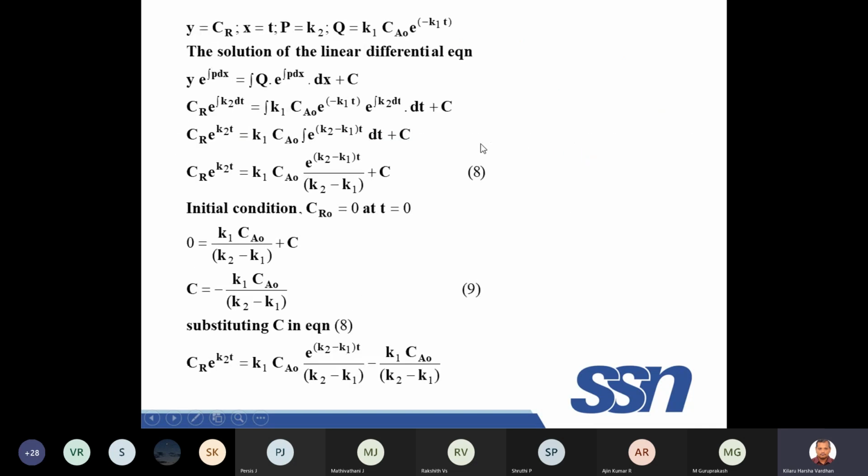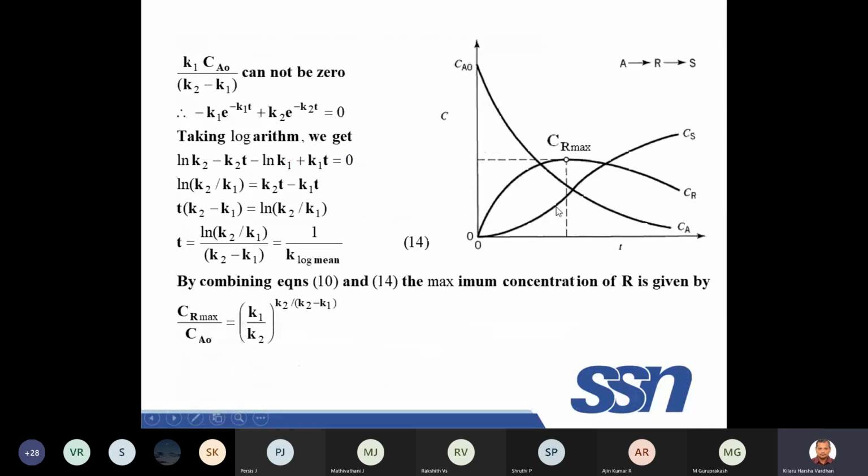If you see the graph, this is the thing. If you draw a graph between the concentrations versus the time, you see the CA concentration will go down because this is the raw material. Initially the concentration will be high. With time, as the reaction proceeds, the concentration of A will decrease. R and S are the products, so the concentration of S will go on increasing.